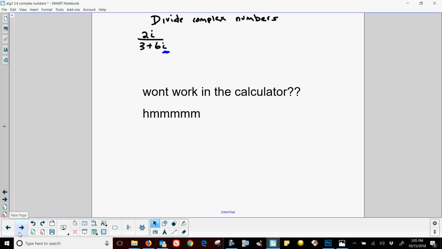So I asked my kids, what can we do to this and not really change anything? Well, they were like, if we do the same thing to both top and bottom, it doesn't really change it, but it could change it. And I said, that's perfect, actually. So we multiply top and bottom. And I said, what do we multiply by to where it doesn't change? So if we multiply by 1, nothing changes.